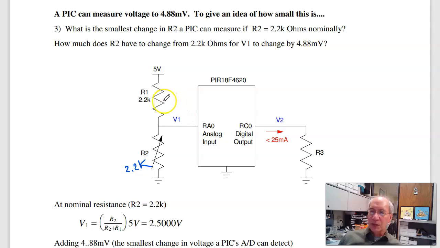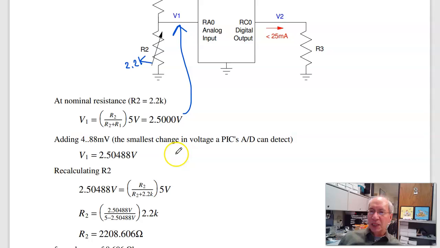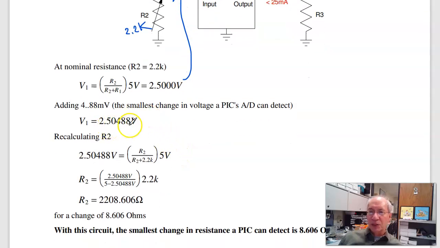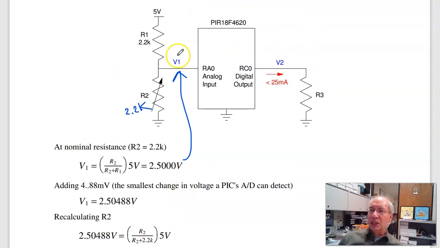Well, to figure that out, I'll first take the nominal voltage. When this is 2.2K, I get 2.5 volts. That's nominal value for V1. If I change V1 by 4.88 millivolts, it becomes 2.50488 volts. Now find R2. Doing some algebra, R2 winds up being 2208 ohms. So to go from 2200 to 2208, difference of 8.606 ohms. That's the smallest change in resistance that I can measure using the analog input on a PIC and the circuit.